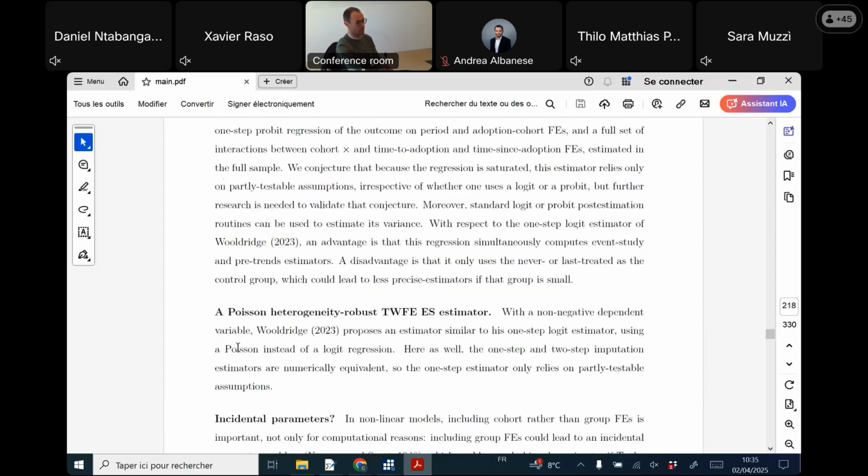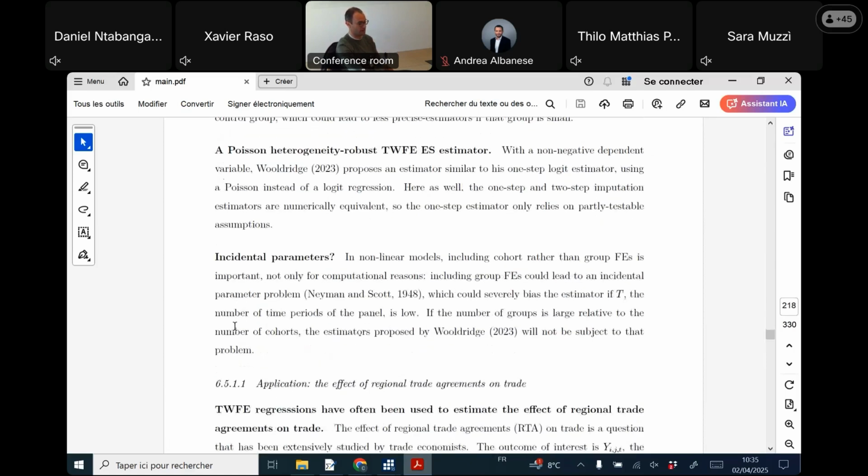He also proposes a generalization to Poisson. So it's the same idea. You run a Poisson regression with the time since adoption fixed effects interacted with the cohorts.